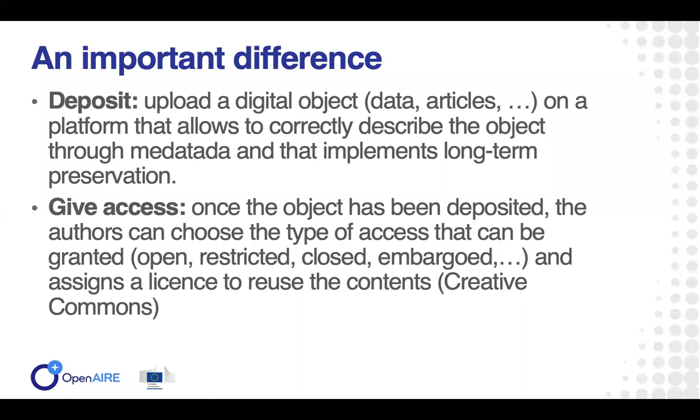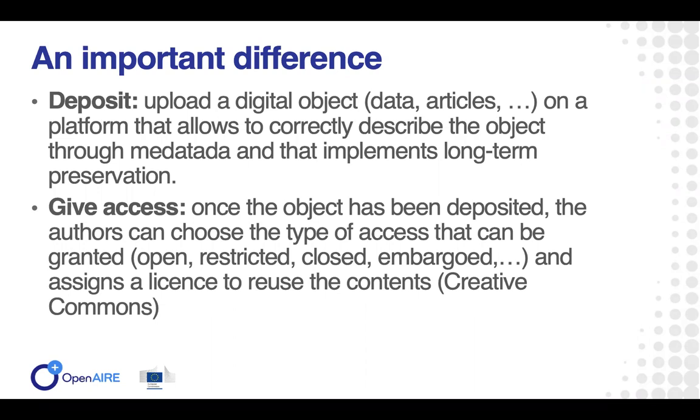Once you have deposited the object, you as an author can choose the type of access that can be granted. We can think of open access, so everyone can access without restriction. Restricted access is where the author sets up a strategy to say who, when, and how they can ask for permission to be granted access. Closed access means that no one can even ask you to be granted access. And then you have the embargoed one, which is the one that we have seen. You basically first deposit and then you open the payload just after a period of time.